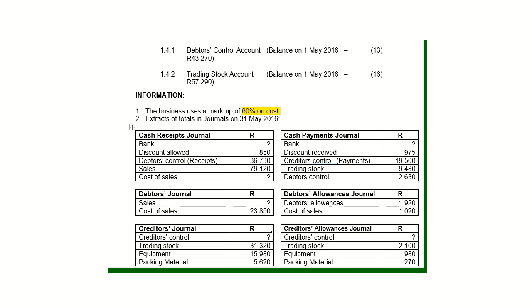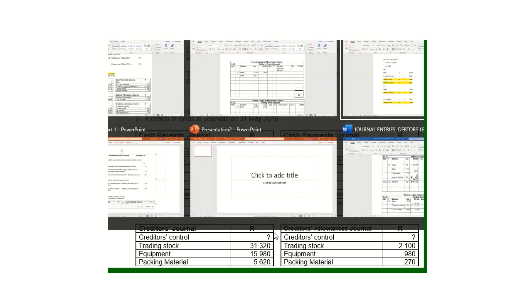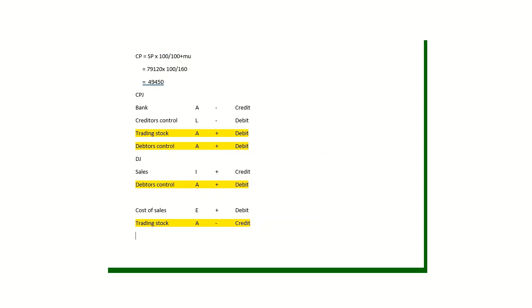markup formulas. To calculate the selling price, it is the cost price times 100 plus the markup over 100. So I can calculate it. I want to calculate the selling price, just the opposite than what I did above. Now I need the selling price, and the selling price is the cost price times 100 plus the markup divided by 100.